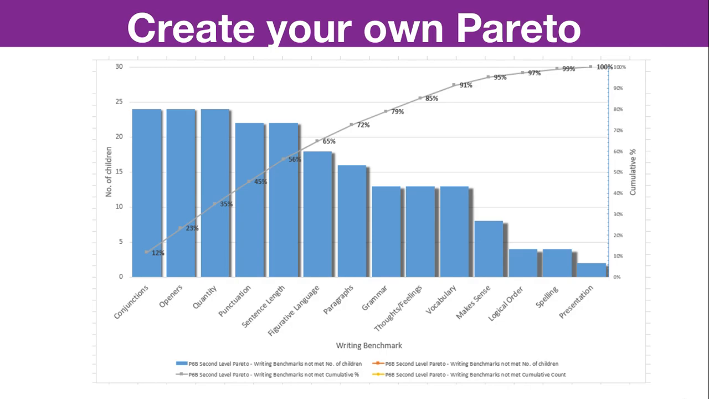And as you can see in this one, the top 2 areas for this person to prioritise would have been conjunctions and openers. I hope that helps to remind you about starting your own Pareto.